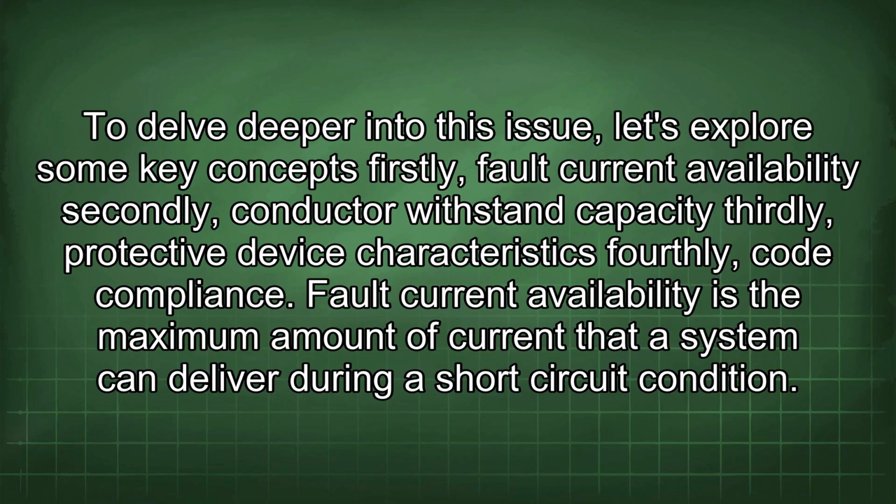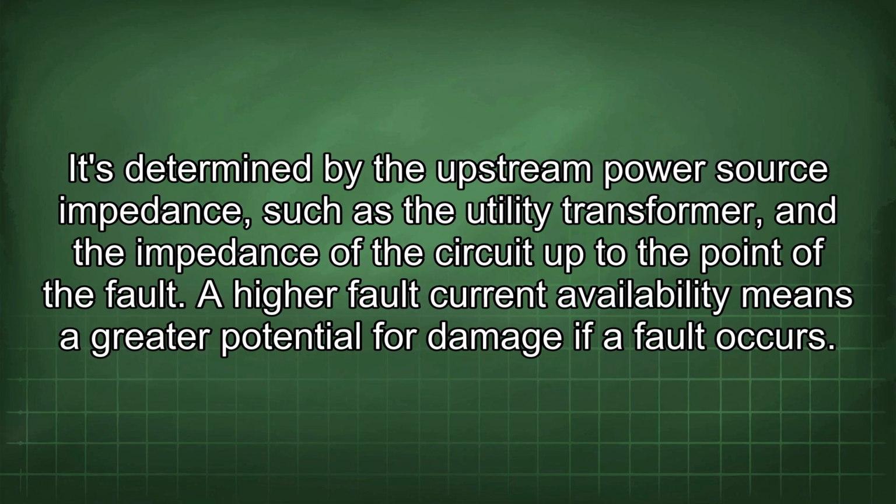Firstly, fault current availability. Secondly, conductor withstand capacity. Thirdly, protective device characteristics. Fourthly, code compliance. Fault current availability is the maximum amount of current that a system can deliver during a short circuit condition. It's determined by the upstream power source impedance, such as the utility transformer, and the impedance of the circuit up to the point of the fault. Higher fault current availability means a greater potential for damage if a fault occurs.